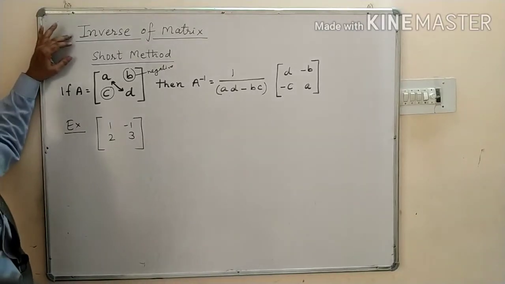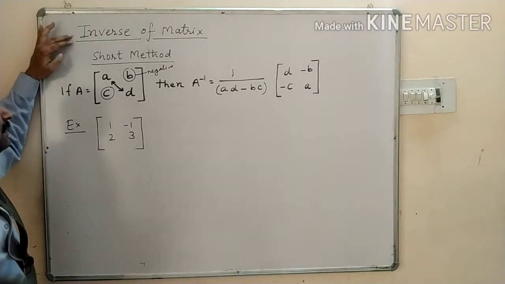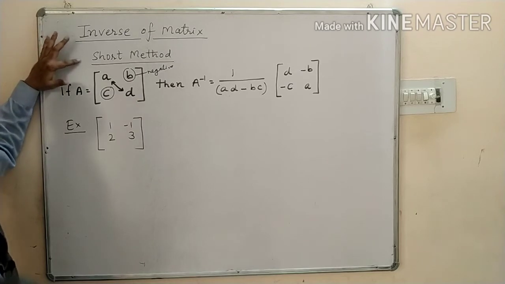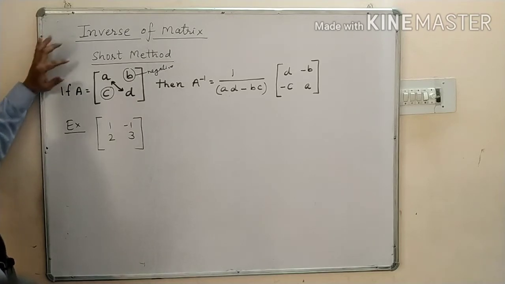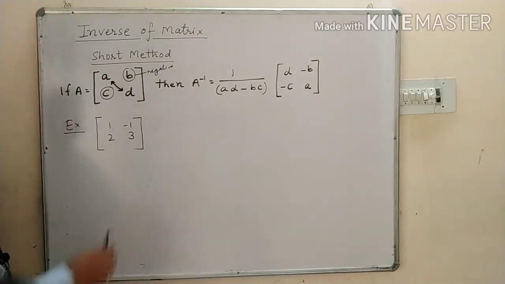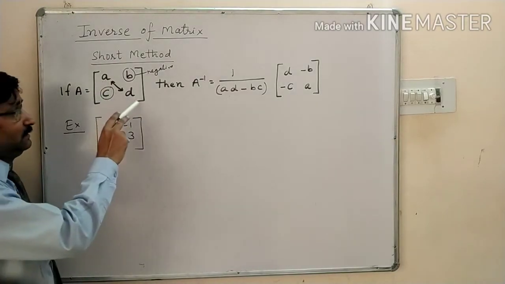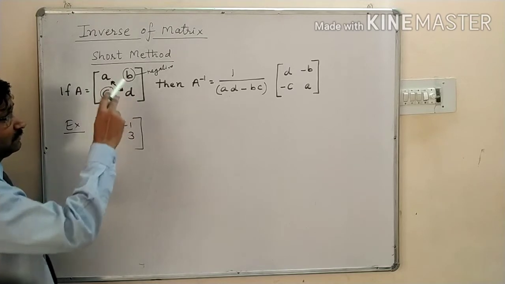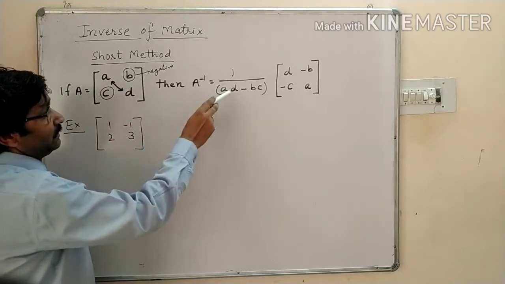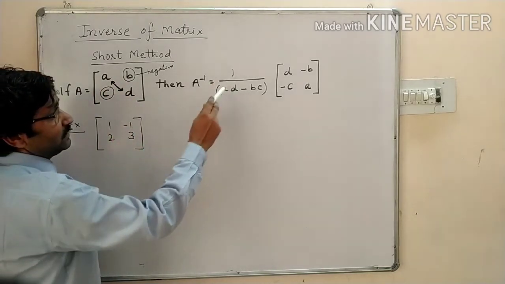Today we will start the inverse of a matrix. In inverse of a matrix, we will do the first shortcut method. In the shortcut method, if A is given to you, where the first row is a, b and the second row is c, d, then you have to find the inverse of this. Then A inverse will be 1 upon ad minus bc.